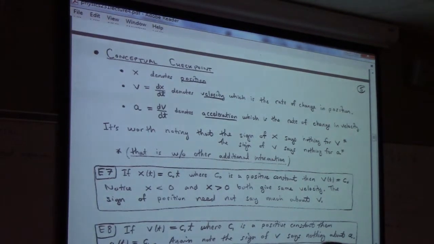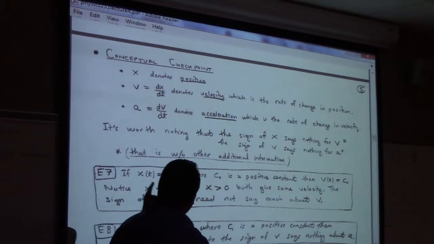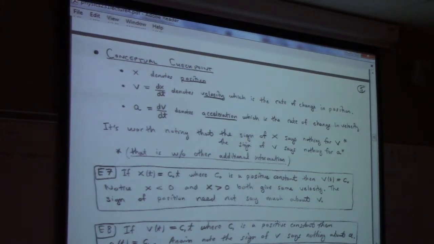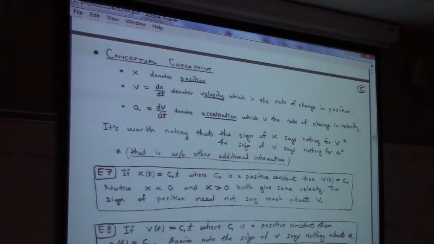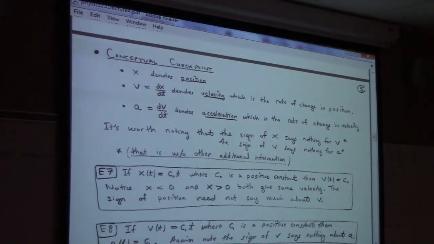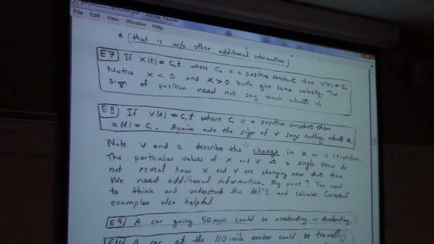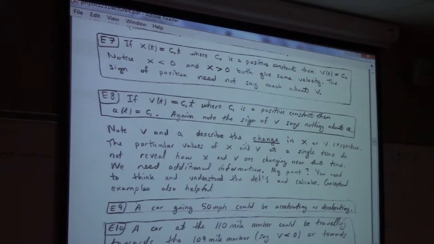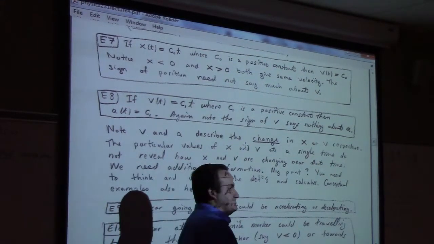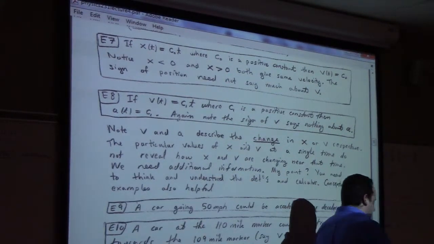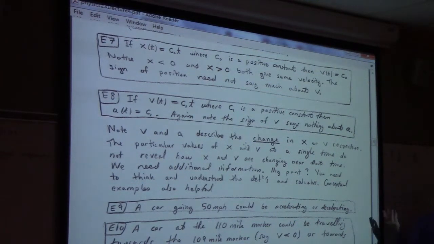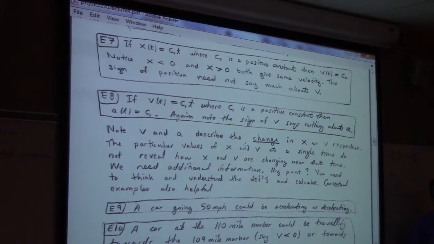All right, so conceptual checkpoint. X denotes position, V velocity, A denotes acceleration, which again is the change in velocity. Velocity is change in position. There's a picture here I wanted to show you. This is a quintessential confusion: if the position is 0, the velocity must be 0. If the position is 0, I can't say anything about the velocity. I don't know what the velocity is. It could be speeding up, it could be slowing down, I don't know.